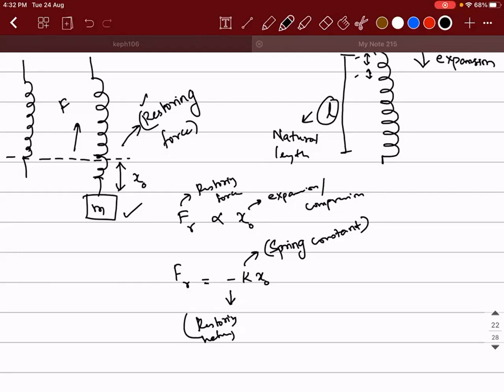Am I clear to this step, guys? Yes, sir. Now, what is our job? Our job is to find the potential energy of this particular spring.